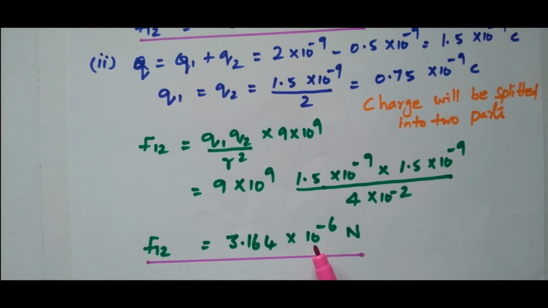So the first condition is what we calculated without bringing them into contact. After being brought into contact, both are mixed together. The important point is that while splitting, it will split into two equal parts. Exactly half of the charge will be split. So the 1.5 means while splitting into 2, it will be 0.75 into 10 to the power minus 9 Coulomb. Both Q1 and Q2 will be the same value, split into equal parts. By using this charge, we calculated the force 3.164 into 10 to the power minus 6 Newton.